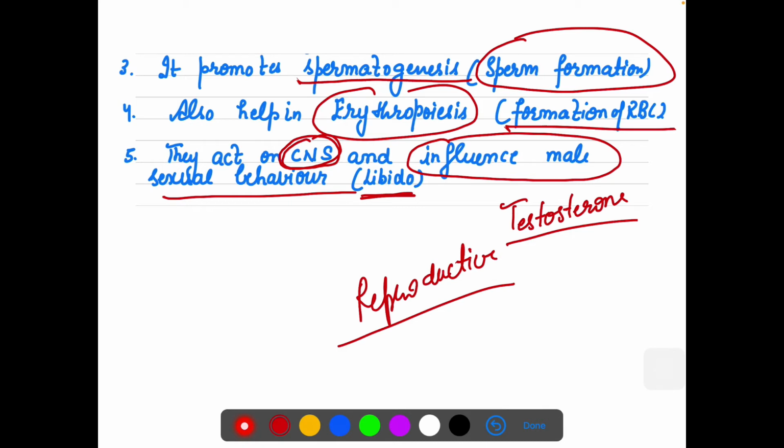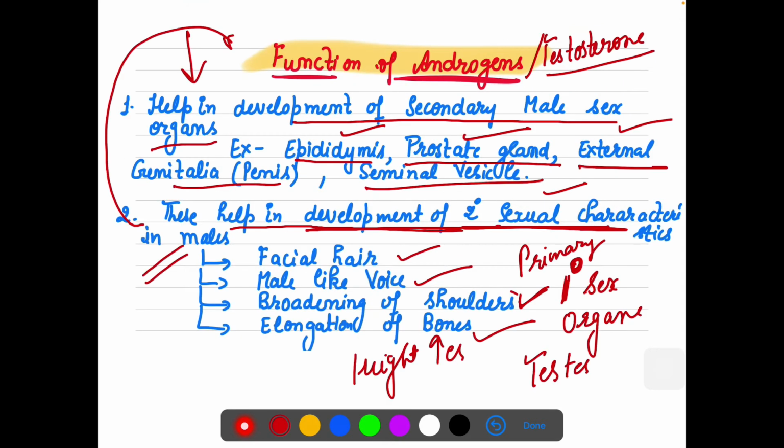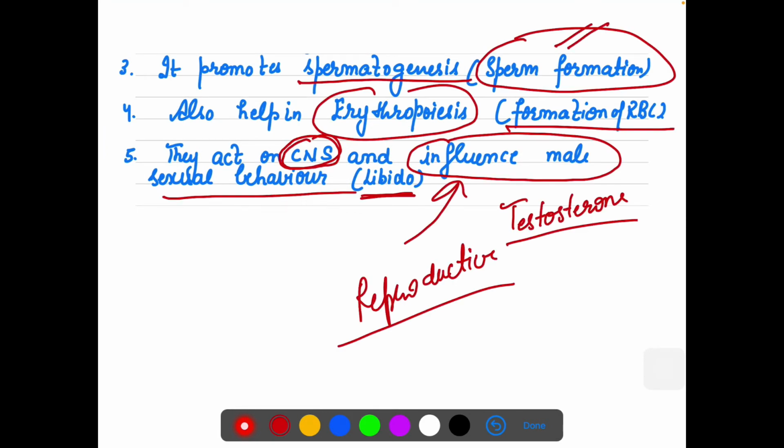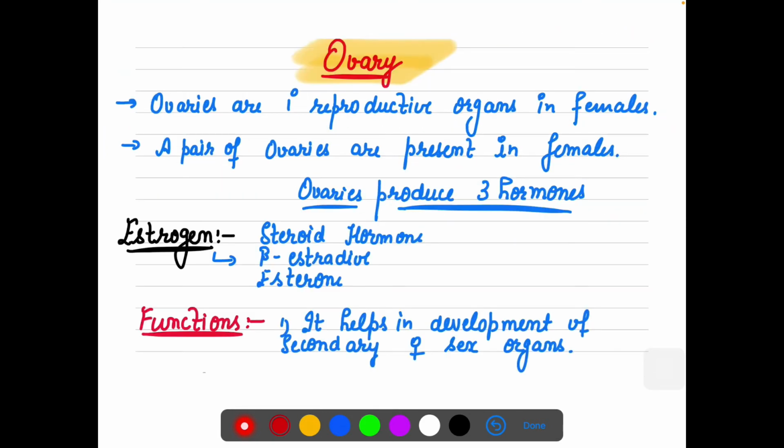So that hormone which is responsible for this sexual behavior, that is the testosterone. So testosterone is responsible for sex organs as well as for the characteristics, for the sperm formation as well as for the sexual behavior. Now let's talk about the last part, that is the ovary.